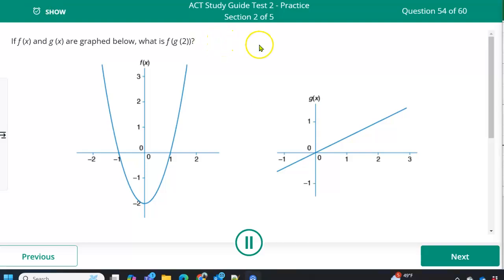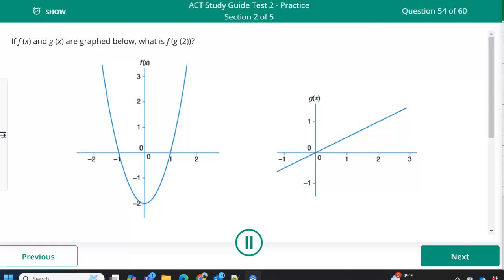If f of x and g of x are graphed below, what is f of g of 2? Okay, so this is composition of functions. We're not given equations for these, so I guess we have to assume that we can just read the answers from the graphs. So working from the inside out, what is g of 2?